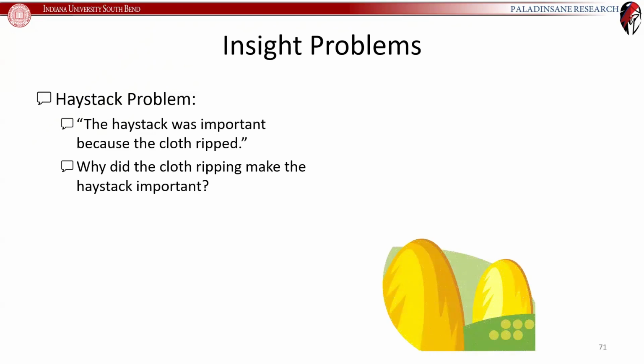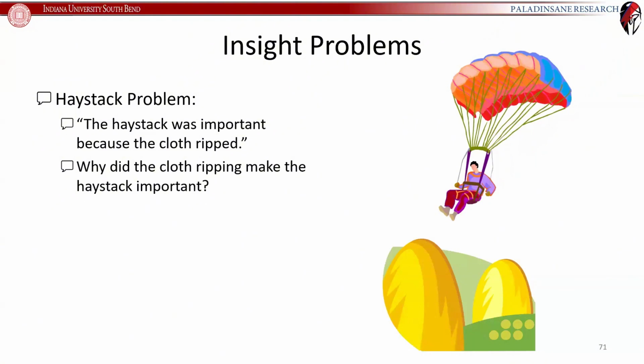The actual solution is there's your haystack and there's your cloth. And once you see it, all of a sudden it's readily apparent. The reason is because this is a one-step solution. You need to understand that the cloth is a parachute. And as soon as you know that the cloth is a parachute, the haystack being important, you can solve that.